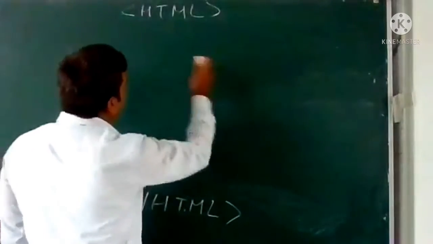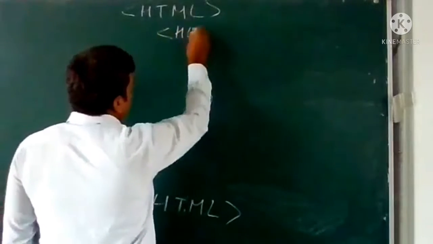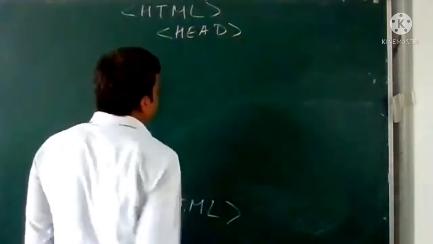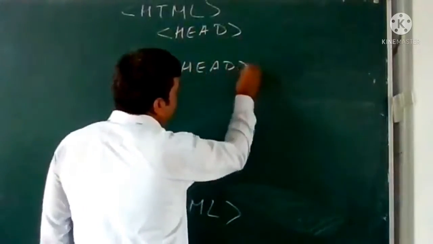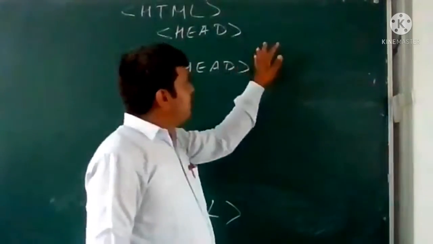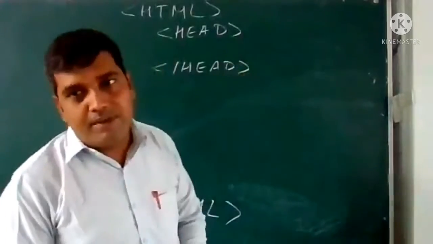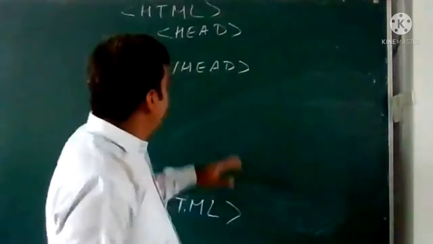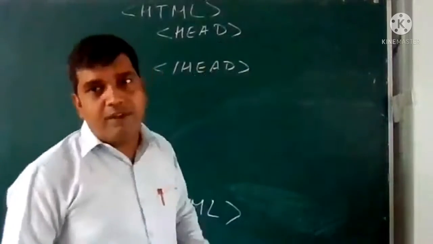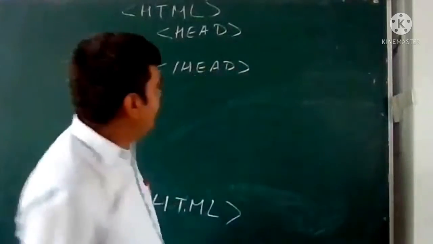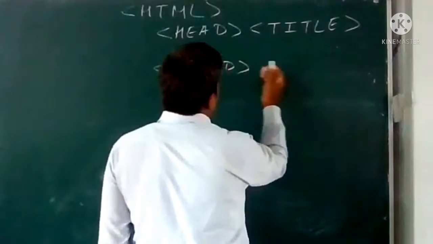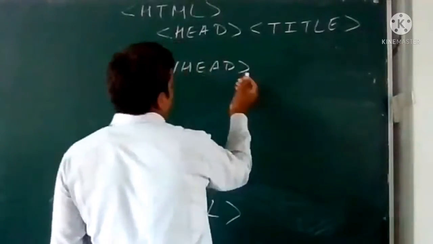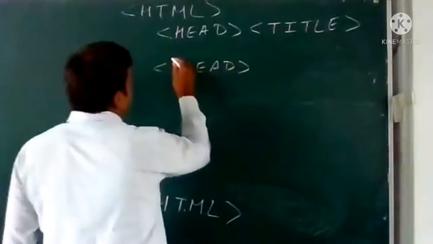Now after that, we open the head tag. This is the head tag, and that also we have to close. The head tag is basically to represent the header section of the web page. Whatever you write inside the head is not visible on the web page. Now inside the head tag, we open the title tag. This is title open and title close. So I have opened the title and I will close it here.